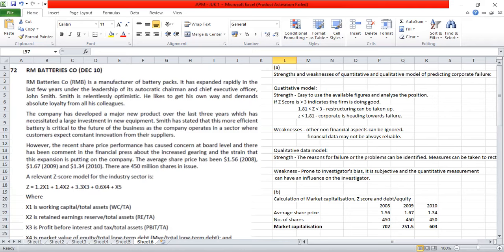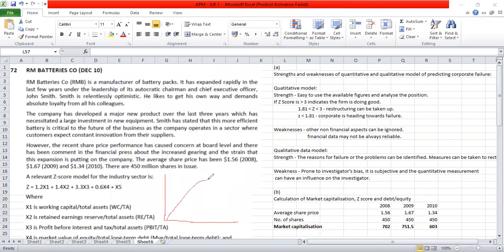expanded rapidly in the last few years. So which means that they must have come out with new projects, new products, etc. So when there is expansion, some of the products, projects which they have taken up, maybe they were in the initial phases. If they are in the initial phase, it takes some time for the product to realize profitability. When the product is going through the initial phase, we see that the profits are low.